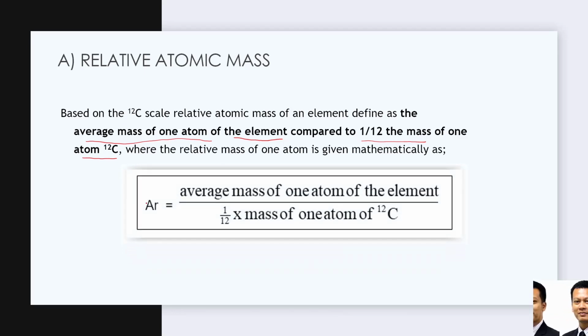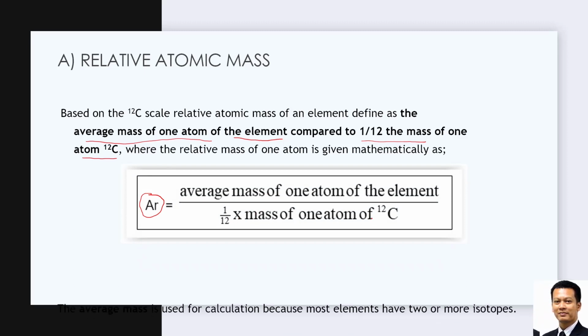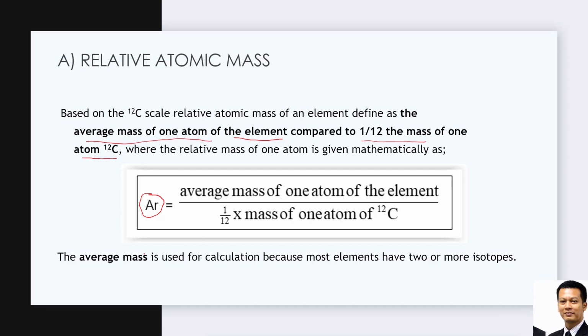So AR, the relative atomic mass, is the average mass of one atom of the element over 1/12 times the mass of one atom of carbon 12. Average mass is used for calculation because the atoms of an element sometimes have two or more isotopes. So AR is the relative atomic mass.